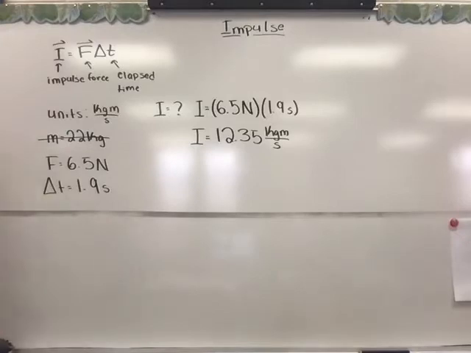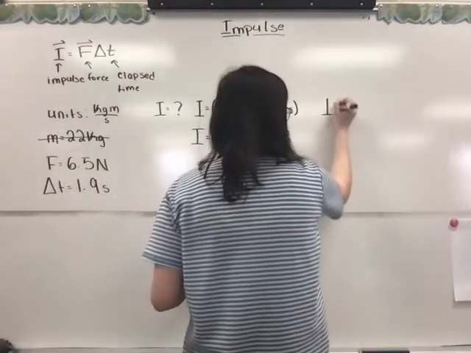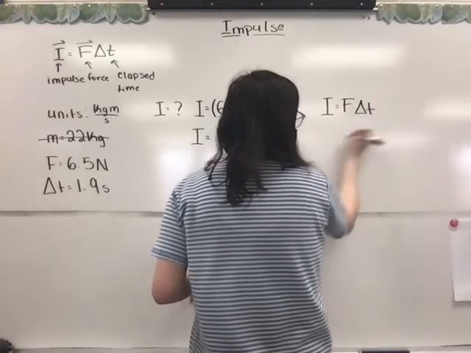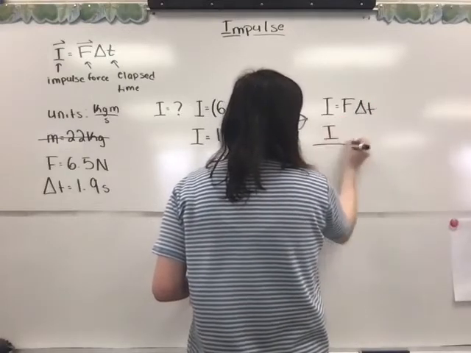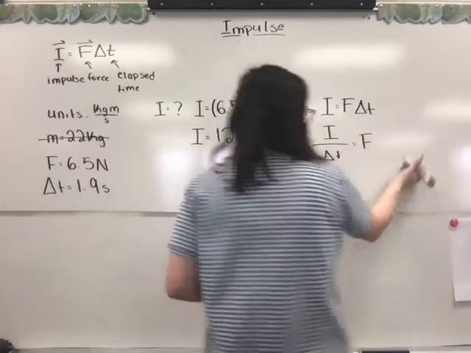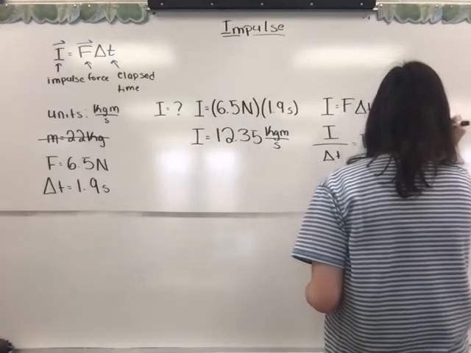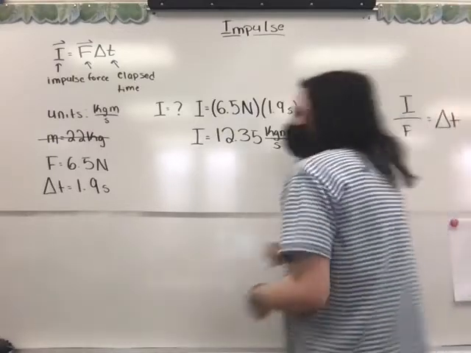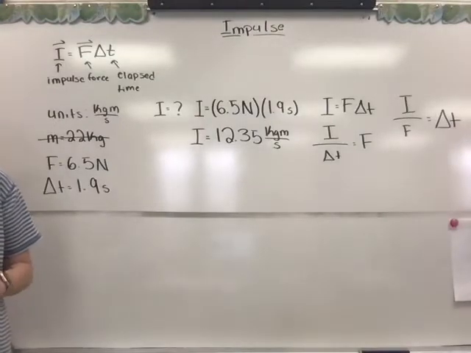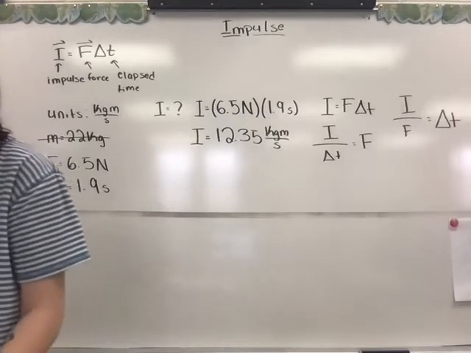Now, if we wanted to solve for force, what would we do with the equation to solve for force? Divide by what? Yeah, we're just going to divide by delta t to get force. And if we want time, what do we do? Divide by force. Okay? Pretty nice, right? Okay.